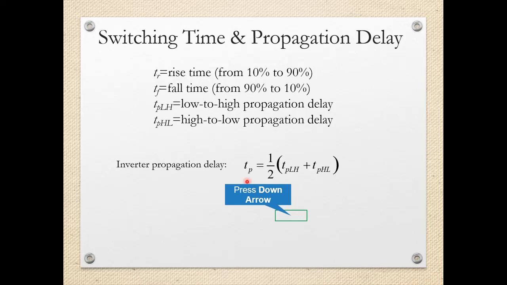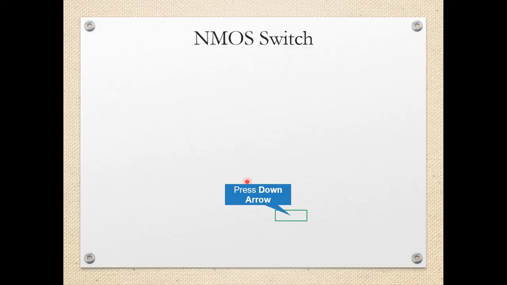So the inverter propagation delay is denoted as TP, which is equal to half of TPLH plus TPHL. As there may be some slight variation in these values, the average of these two values is always taken as the inverter propagation delay.